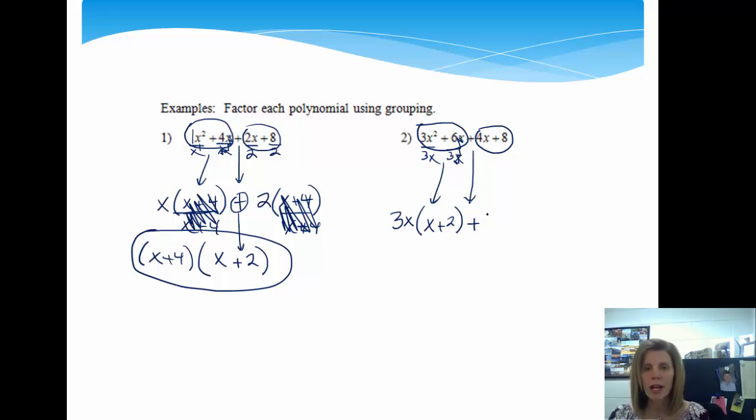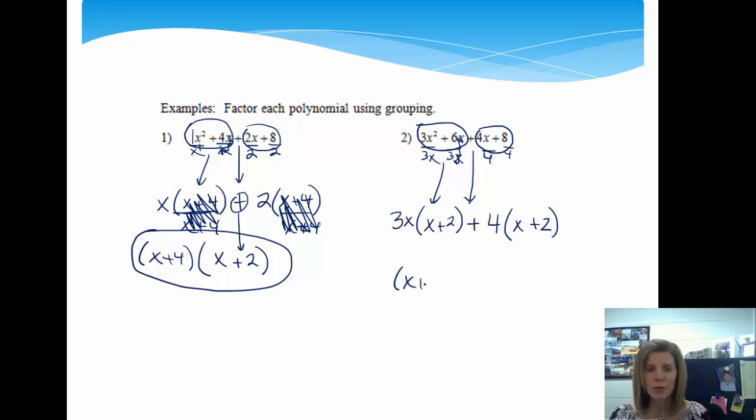What number goes into 4 and 8? That would be 4. 2 goes in, but 4 is bigger. Start my parentheses because they both don't have an x. 4 divided by 4 is 1x. Bring down that plus sign. 8 divided by 4 is 2. Okay, now once again you notice, now we're at a spot where both of my terms have an x plus 2.